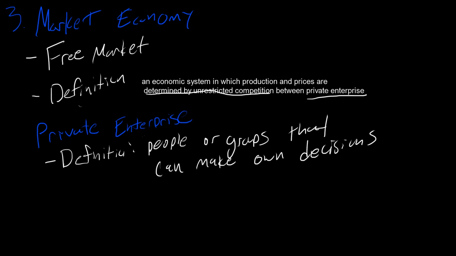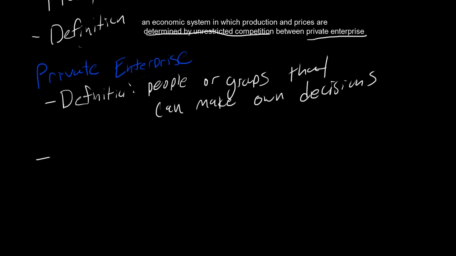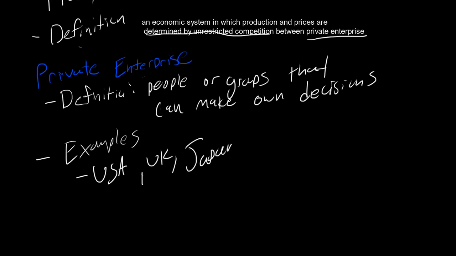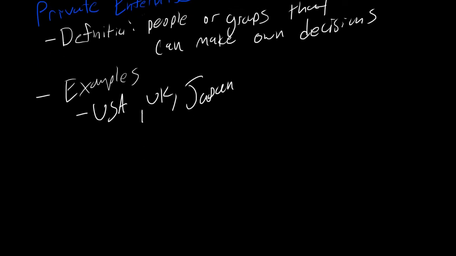Now let's think of some examples of a market economy. They're not perfect examples because every government will add some regulations to a market economy, but the USA is a good one to think about. The United Kingdom and Japan too, they all allow their economy to some extent to have the freedom to price things however they want. And that brings us to our last definition, which is a market.